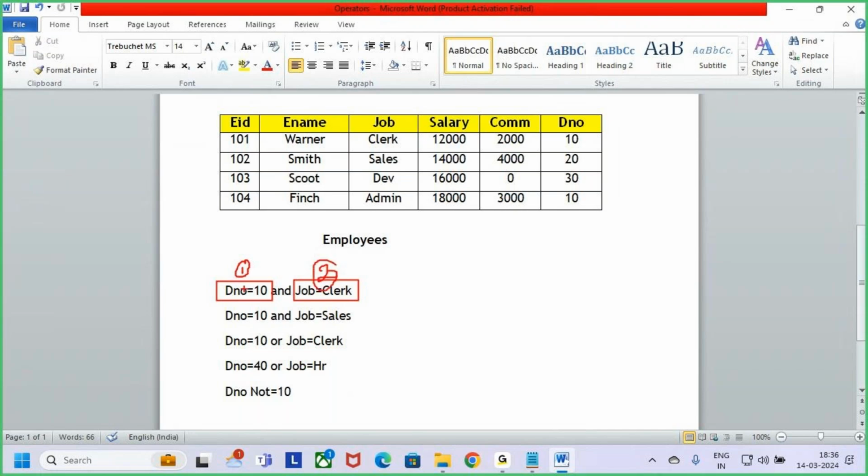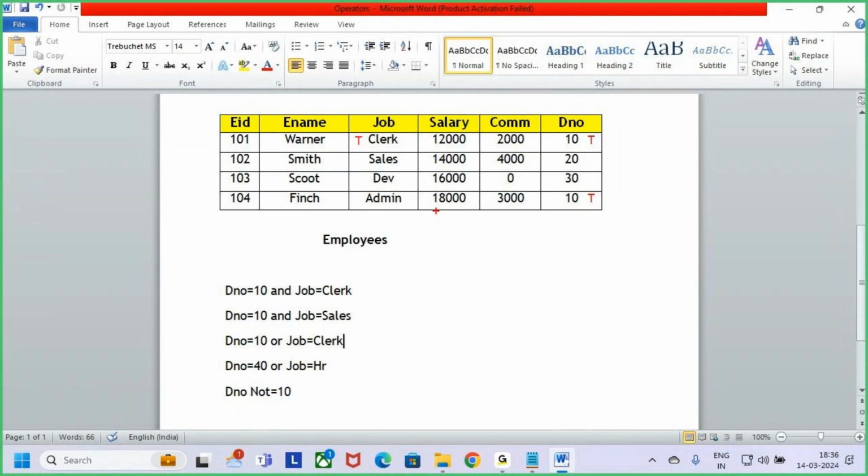Now see, the first condition is department number is equal to 10. How many employees are there in the 10th department? Here one employee is there, here one employee is there. Here the first condition is true. Here also the first condition is true. Now what's my second condition? In the 10th department, I want to find the employees working as a clerk. So the second condition is job is equal to clerk. In the 10th department, there are 2 employees. One of them is working as a clerk. So the second condition is also true.